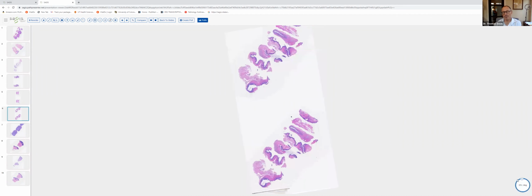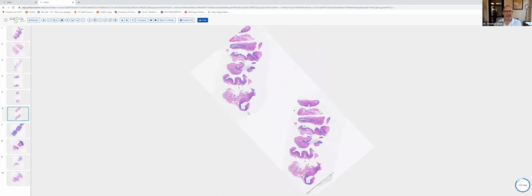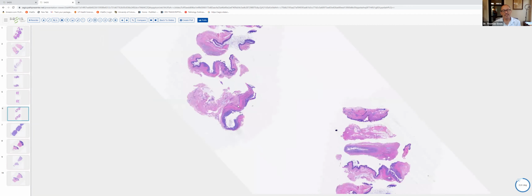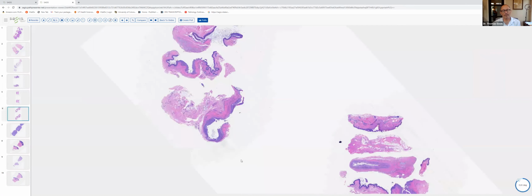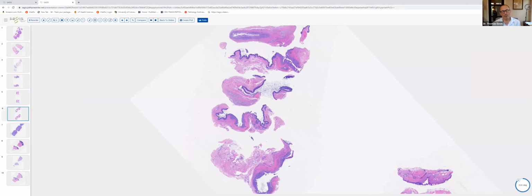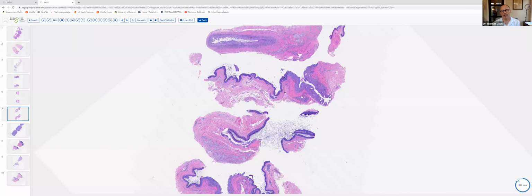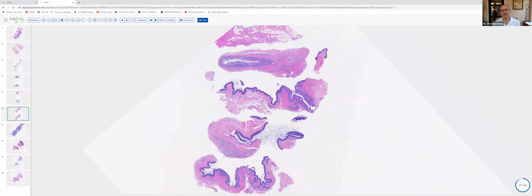Case number 6, we have a cyst. And the correct diagnosis in this case was a dermoid cyst. As we've covered in prior sessions, cysts are classified according to their lining. And so once you have determined on scanning magnification that you're dealing with a cyst, you need to go down and study the lining.